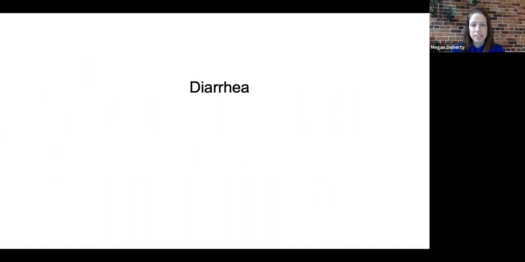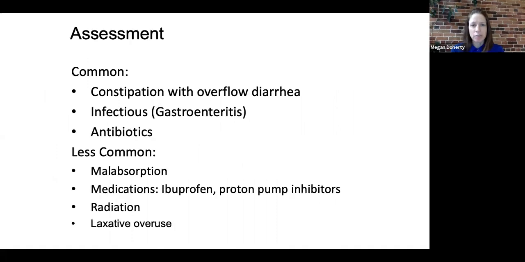Let's look lastly at diarrhea in pediatric palliative care. There are some common causes that we should think about on our assessment. Constipation with overflow diarrhea is incredibly common as a cause in pediatrics. We may want to think of infectious causes or antibiotics as causes.